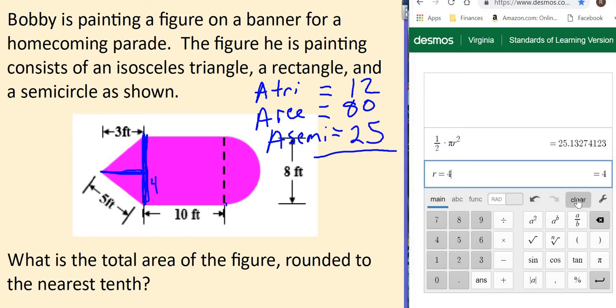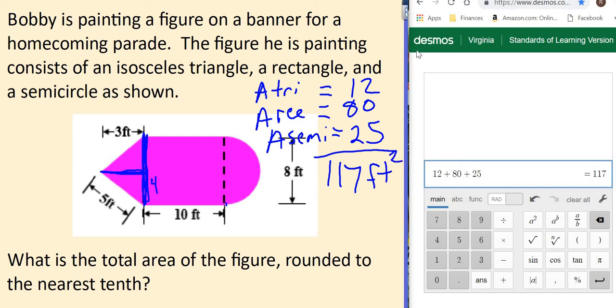So now I'm going to clear this and I'm going to add all 3 up. I've got 12 plus 80 plus 25. And that gives me a total area of 117 feet squared.